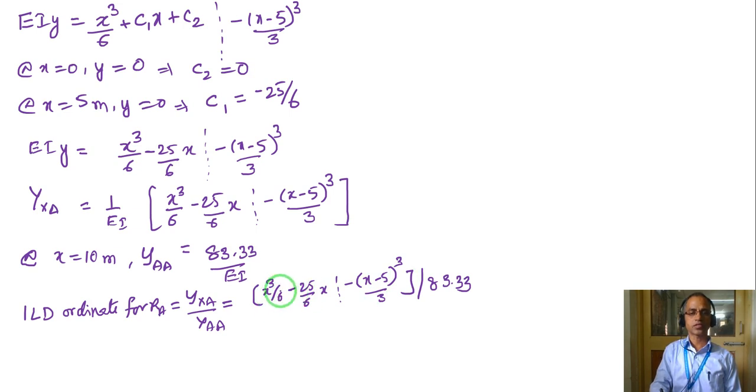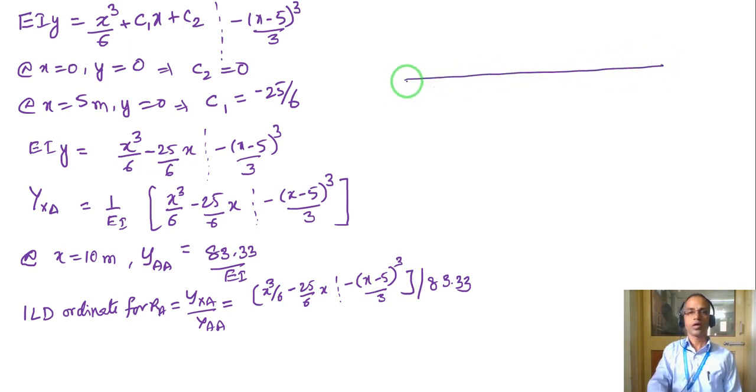Now I can draw the ILD diagram, very simple, but one care we need to take: whenever you are taking x up to 5, substitute only in this first term. If x is beyond 5 meter, you take both terms. When x exceeds 5, that is 6, 7 up to 10 meter, you take both terms. This is what is important. Then we can draw the ILD.